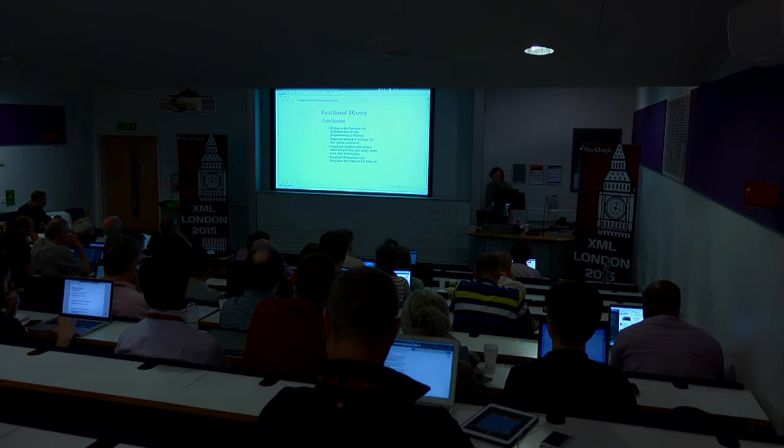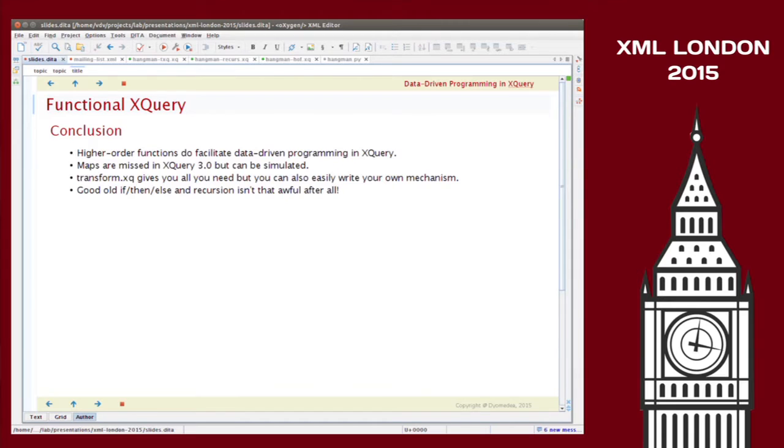Okay. So my conclusion with this small experiment is that higher order functions do facilitate data-driven programming in XQuery. Of course, I have shown how they can be applied to a transformation, but the function which is called when a template is matched could be anything. It could be, I don't know, an XQuery update, for instance, to update a database. It could be pretty much anything. I think it's really interesting to be able to declare the action to take on a matching node in a document.